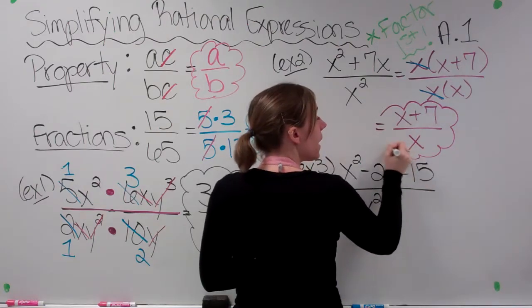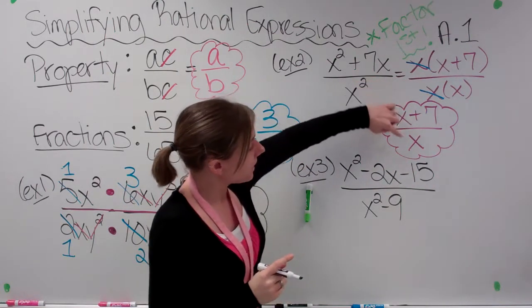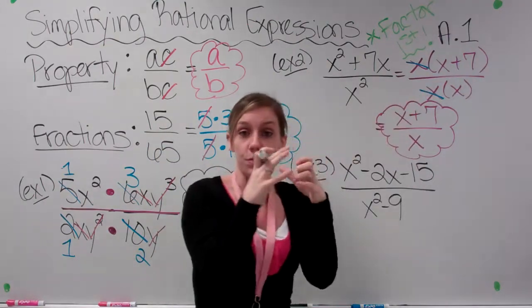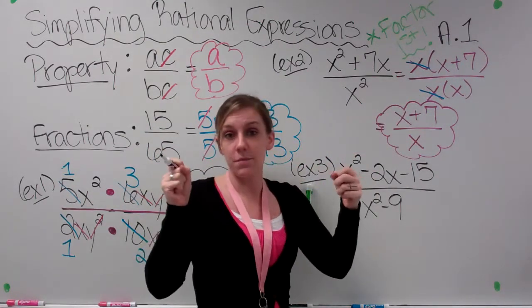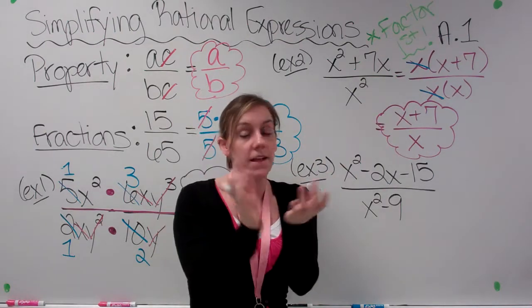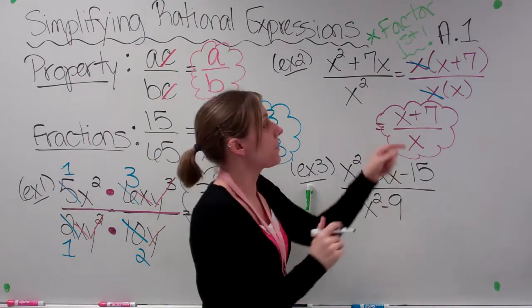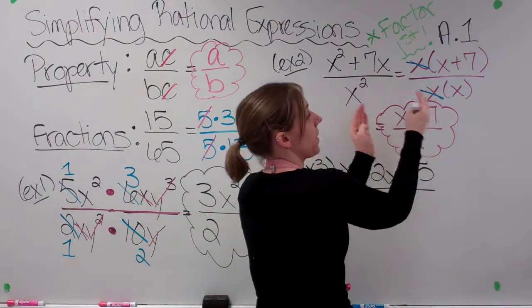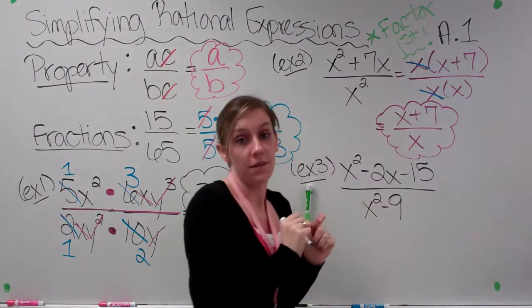Now, you cannot cross out this x and that x. You cannot do that because this is a group. It is a couple. You cannot split them up. If there's a plus or a minus, they come together. You cannot look at them separately. If it crosses out, the whole thing would have to cross out.